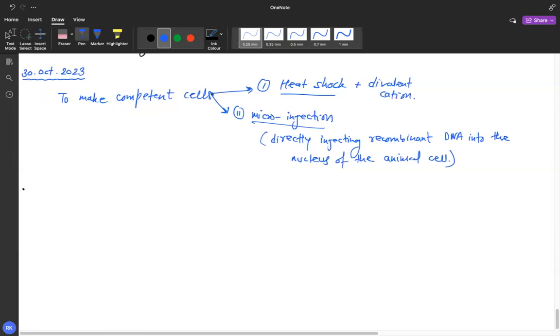Okay. And then the third method is mostly used for plant cells, and it's called the gene gun method. Again, it's a fancy name given to the method, which is technically called biolistics.